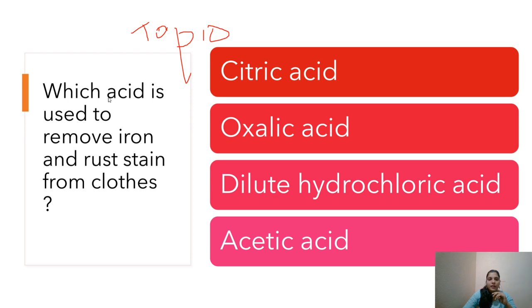Coming to the first question: which acid is used to remove iron and rust stains from our clothes? We have iron and rust stains on our clothes, right? So which is the acid used to remove them? The options are citric acid, oxalic acid, dilute hydrochloric acid, and acetic acid. Any guesses, please?